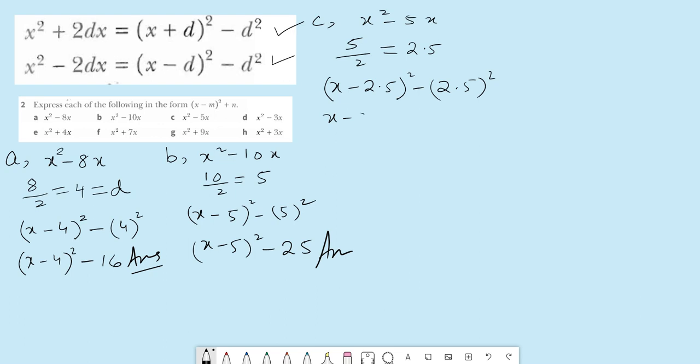So x minus 2.5 square minus 2.5 whole square. If you find this value 2.5 whole square from the calculator, you will get 6.25. The answer is 6.25. This is our answer.